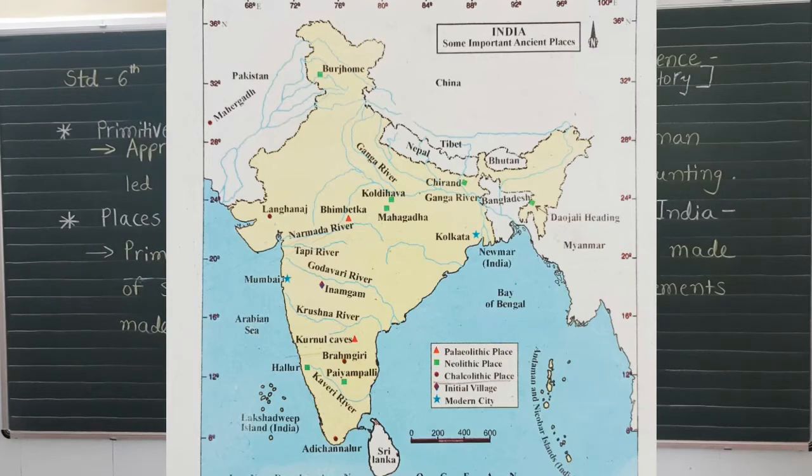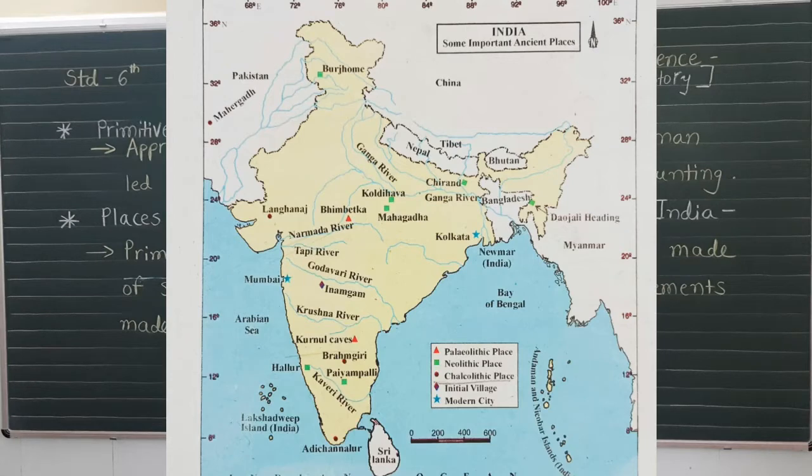Then the third, a Chalcolithic place, is indicated with a circle. So this red circle indicates the Chalcolithic place. For example, in Pakistan there is Mehrgarh, and in Gujarat there is Langhnaj.